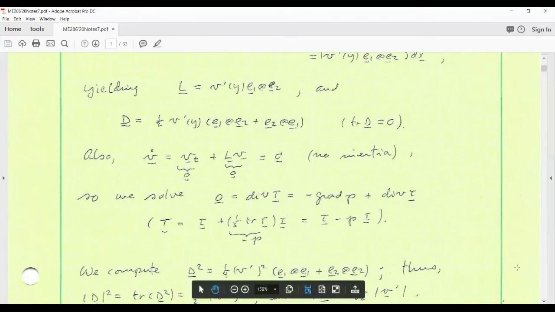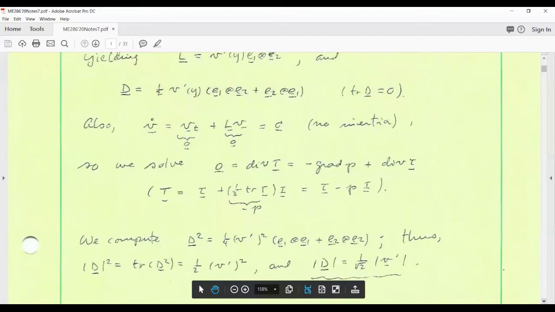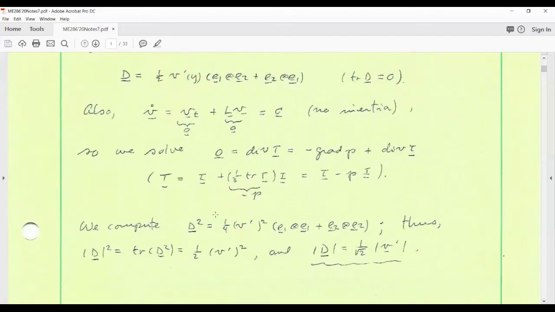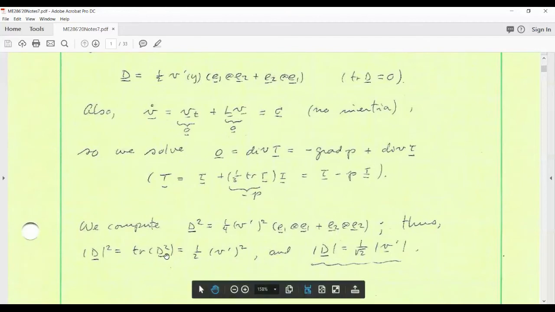Okay, in the constitutive equation, I need the norm of D. The norm of D is the square root of D inner product D, and D inner product D is the trace of the square of D. So we need D squared. Here's D. If you multiply this by itself, you'll get this. And the prime means just a y derivative. Okay. So if we take the trace of that, that's the squared norm of D, we just get 2 from the trace here, and then we get a half V prime all squared. So the norm of D is 1/√2 V prime, the absolute value of V prime. It's just a scalar here, not a vector.